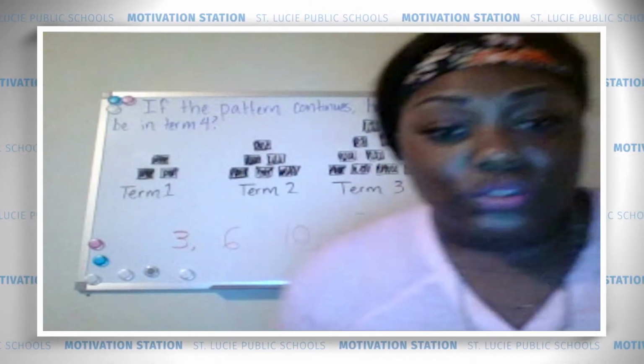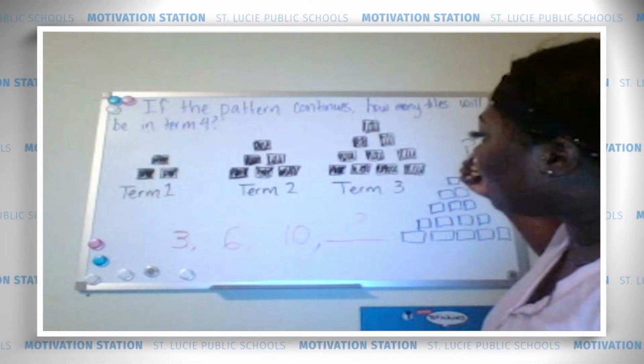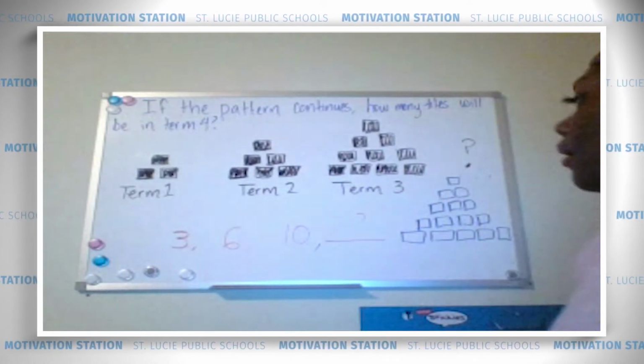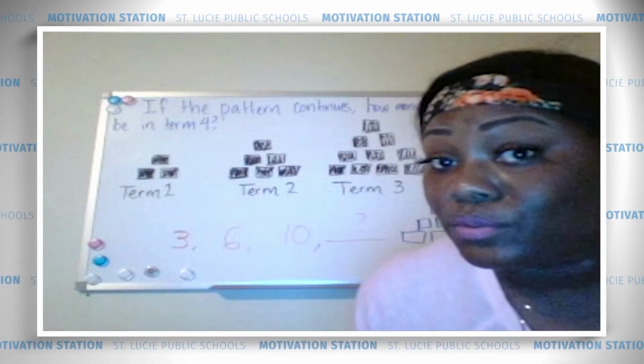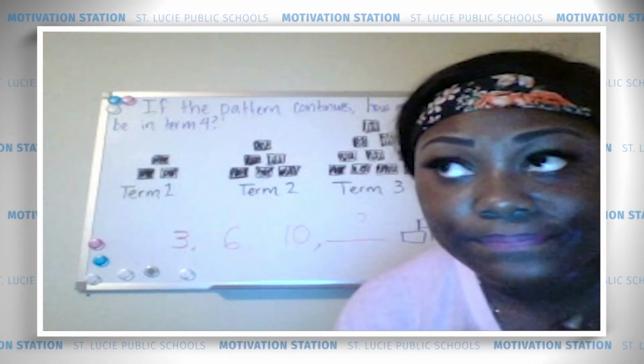Let's go back to the question. If the pattern continues, how many tiles will be in term 4? Well, I know what the figure is going to look like. In order for me to answer that question, what do I need to do?